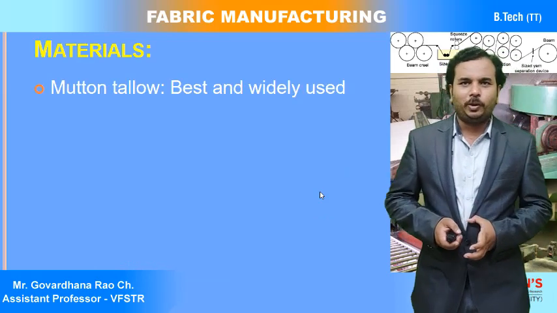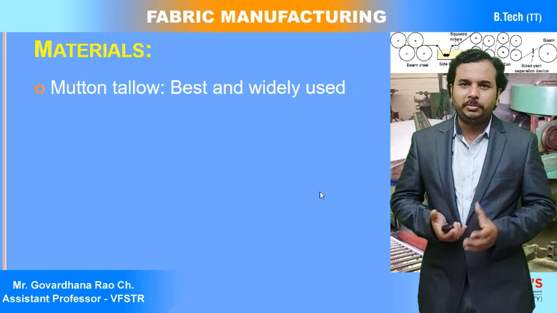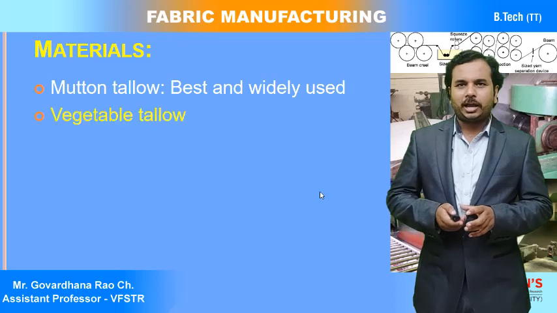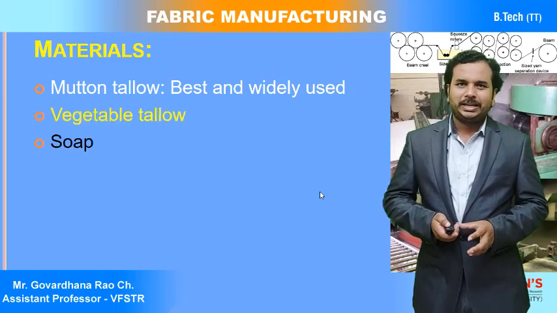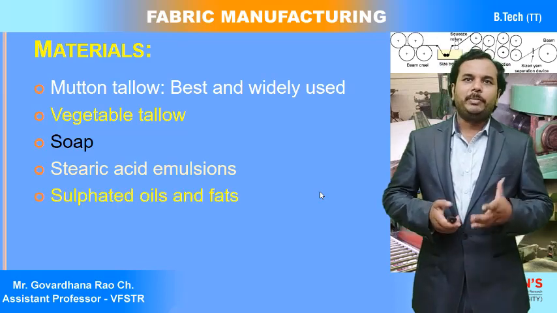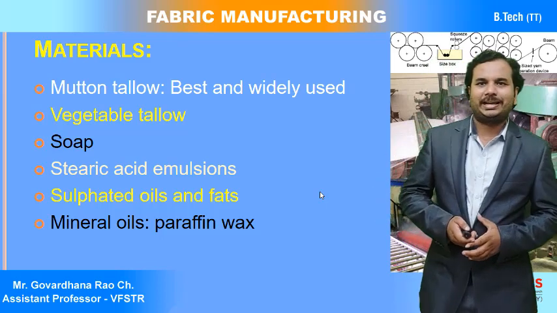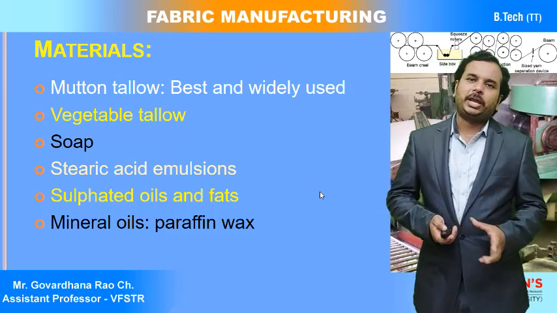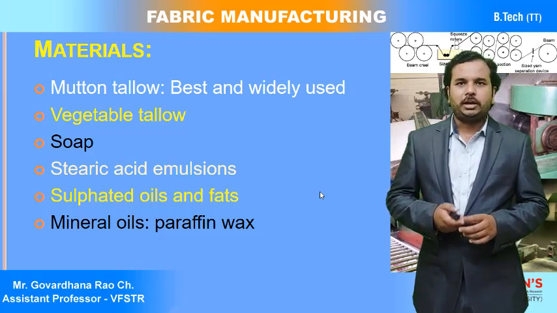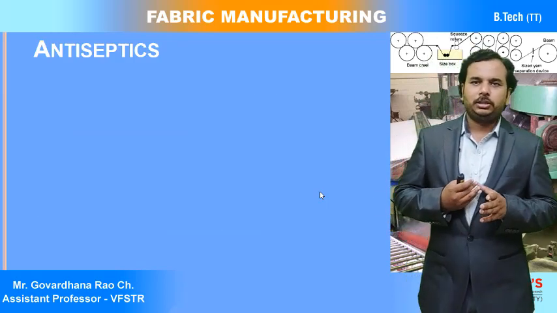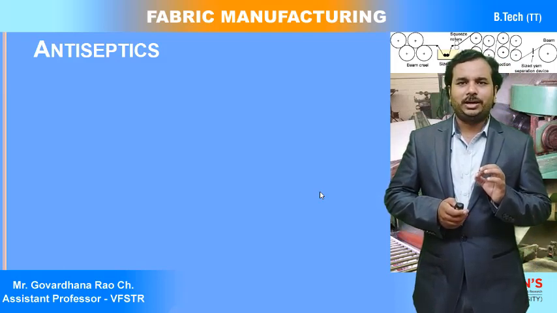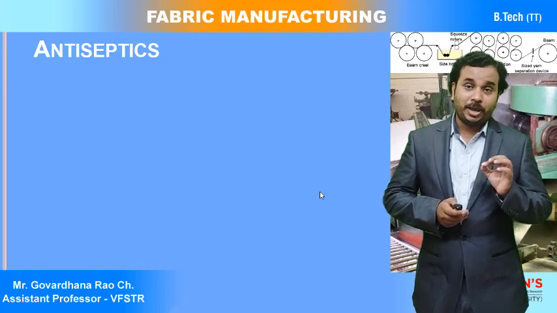Then let us see what materials we are using as softeners and lubricants. You can see here mutton tallow, which is the best and most widely used material in MNC companies and in several industries. And there are vegetable tallow, soap, stearic acid emulsions, sulfated oils and fats, and mineral oils, specifically paraffin wax, which is used as a lubricant and softener in the size paste preparation process. And we will see the third one in the primary ingredients, which is very important: antiseptics is one of the major ingredients.